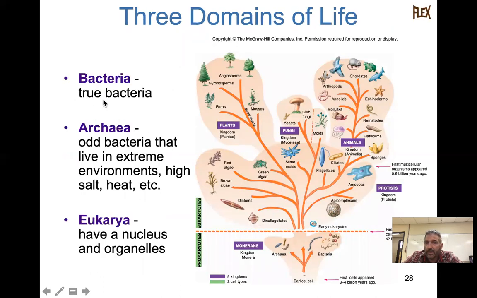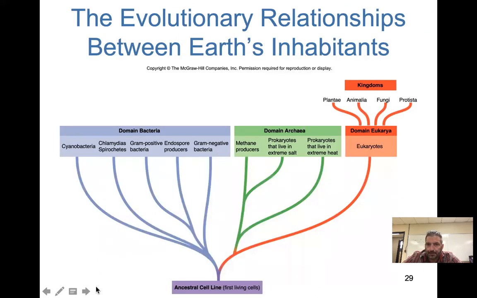So there's just bacteria, true bacteria, and archaea, like I said, odd bacteria that live in extreme environments, high salt, heat, cold, a lot of pressure. We're not going to really care about them. I'm not saying they're not important in the environment, because they are. But for this course, they're not going to be medically relevant. You're not going to see them. And then eukaryotes, or eukarya, have nucleus and organelles. And I think that should be it.